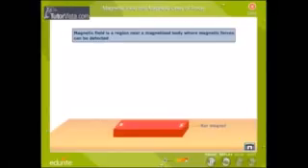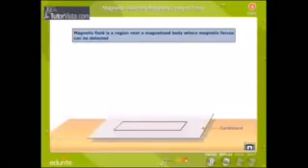Magnetic field lines. Magnetic field. Magnetic field is a region near a magnetized body where magnetic forces can be detected. Let us understand the concept of magnetic field with the help of an activity. Place a cardboard over a magnet. Sprinkle some iron filings on the cardboard.